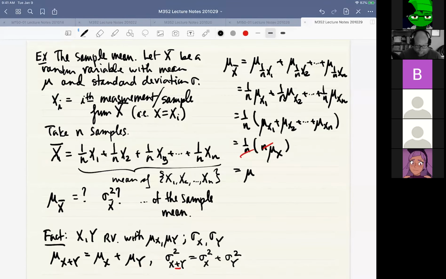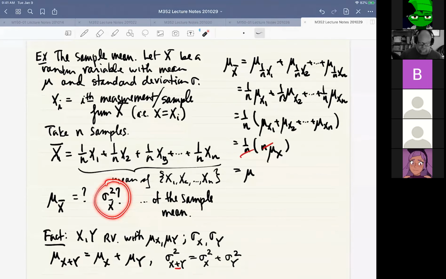So the mean of my sample statistic is just the mean of my original random variable. Is that what I expect? Well, yeah, I kind of want any sample mean that I calculate to be close to the mean of my population. So I hope the average of my sample mean ends up being my population mean. So yeah, this kind of makes sense to me.